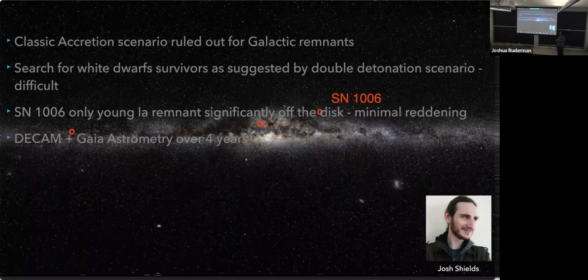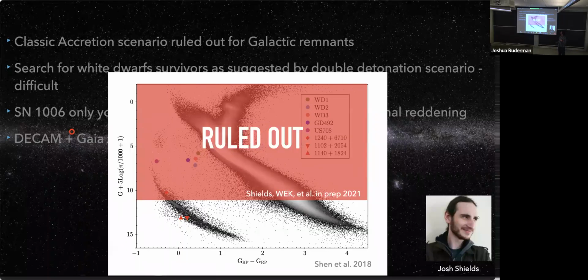So we did DECam astrometry plus Gaia astrometry to do a search for something faint and fast. And essentially this is what we found. This is where these companions would be, and we did not find anything down to this limit. So in 1006, we did not find a Shenar 2018 star. That means whatever these stars are, some type 1A supernovae don't make them. There are stronger claims you could make, and you could say this scenario is wrong, but we can say, at least for 1006, there's no such star in there.